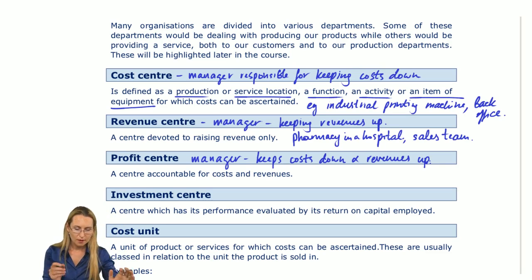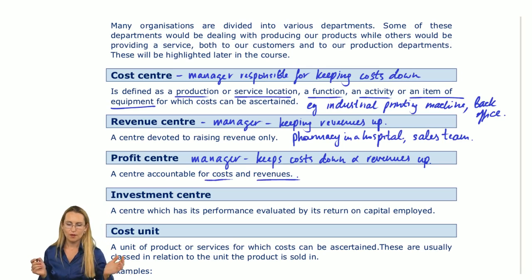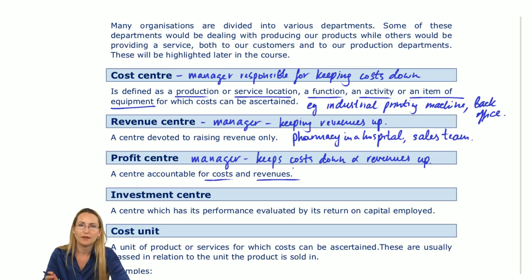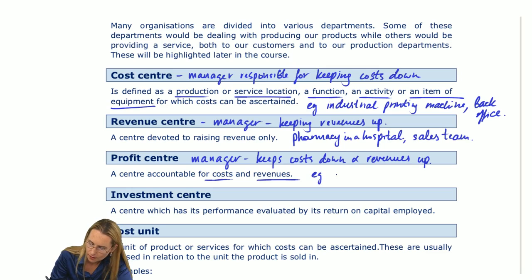So this is a center accountable for costs and revenues. What could be a good example? Well, let's say the manager of a branch of a restaurant or coffee shop or a pub can set their own prices for items on the menu, and they can set the wages for their staff, then they can be a profit center. So they can keep their costs down by paying less for ingredients and paying less to staff, and they can keep their revenues up by setting higher prices. So, example: restaurant.